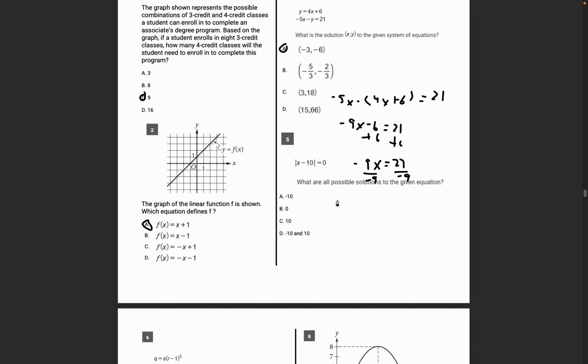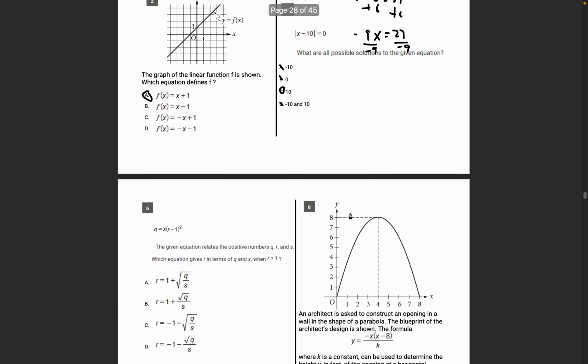What are all possible values? Okay, so the way we do absolute value, x minus 10 equals 0. Based on the choices, it can be negative 10, because negative 10 minus 10 is negative 20, that doesn't work. 0 minus 10 is negative 10, that doesn't work. I think 10 is the only one, right? 10 minus 10 is 0. The absolute value of 0 is 0. Negative 10 minus 10 is negative 20.